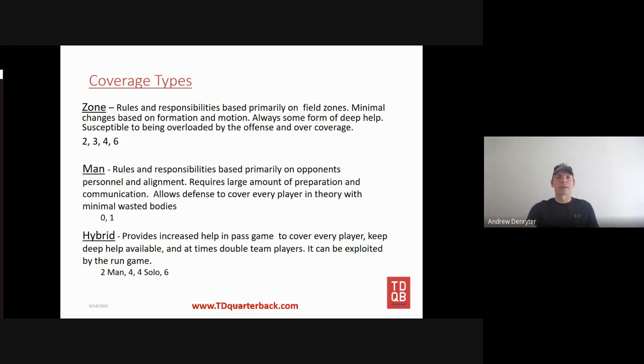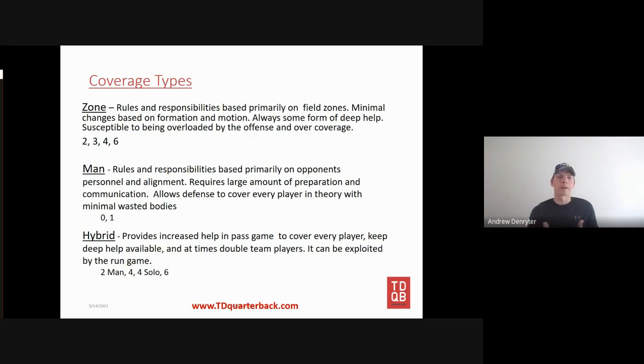Okay, the last one is hybrid coverages. Hybrid provides increased help in the pass game. You can cover every player, but also keep deep help available. So hybrid is going to have man and zone principles in it. So they're playing man and zone at the same time. But it can be exploited in the run game because of this, because they're going to try to keep guys deep and still play man-to-man underneath. So you can create some issues in the run game with the fits, running players off underneath that can cause the defense problems. That's why things like 2-man are a very specialized situation.